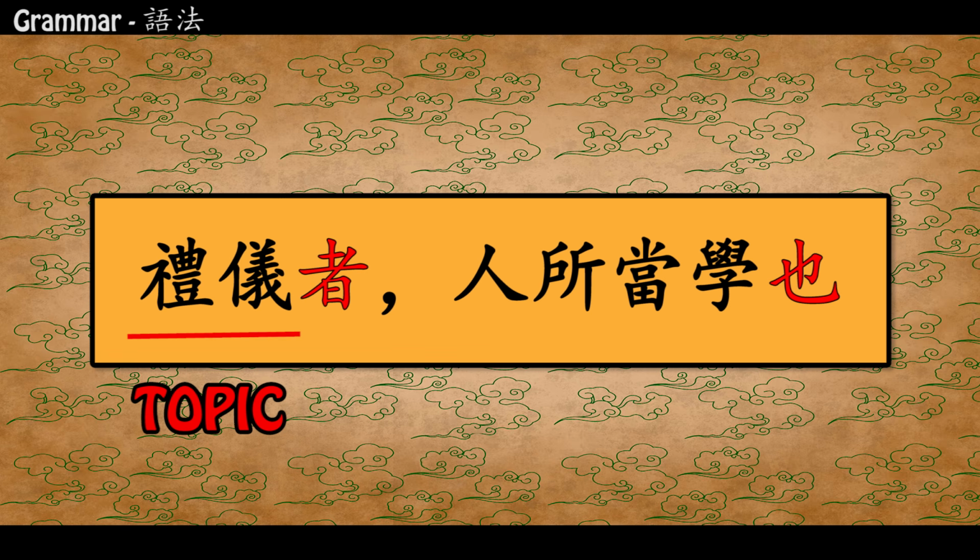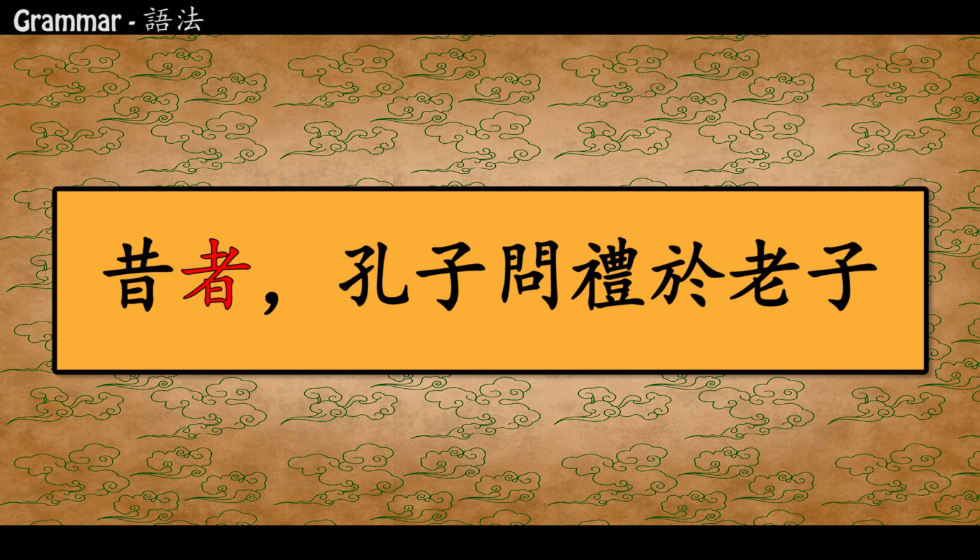Not only does this help us set the topic and comment halves of a sentence apart, but we can also use 者 to underscore something, to wit, 昔者孔子问礼于老子. Once upon a time, Master Kung asked the old master about the rites. A slightly altered quote from 史记, Records of the Grand Historian. Here, 者 underscores that the happenings in question take place in the past, 昔.